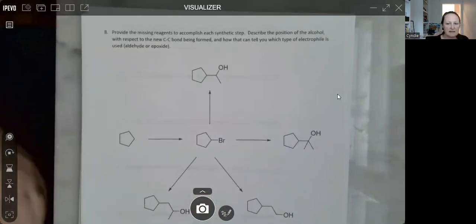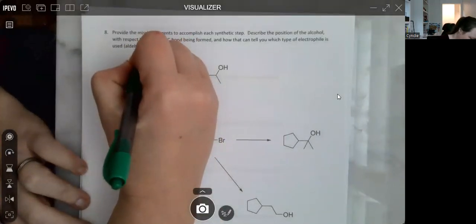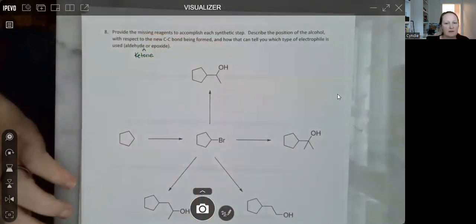All right, let's look at the next question. Provide the missing reagents to accomplish each synthetic step. Describe the position of the alcohol with respect to the new carbon-carbon bond being formed and how that can tell you which type of electrophile is used, aldehyde or, well, I guess it should have given more options here because it could be a ketone, or an epoxide. Well, maybe we have something else we should add here to the question.